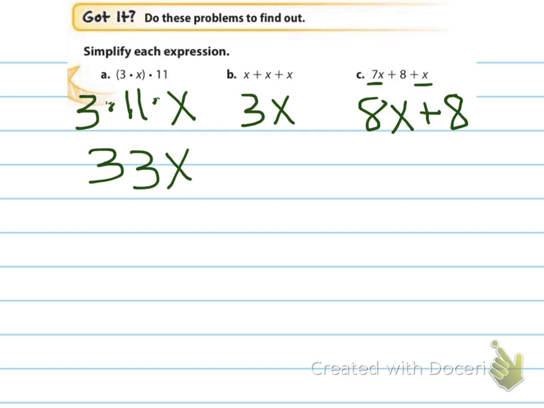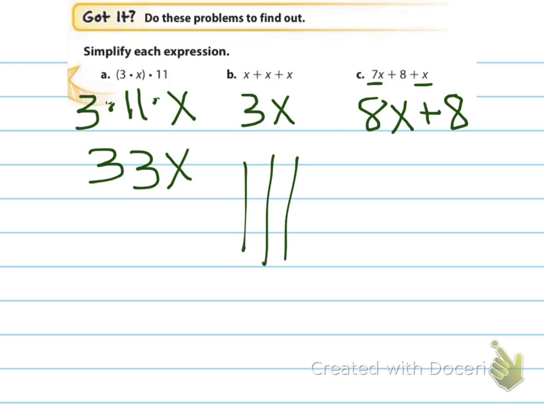All right, and here are your answers. For A, I changed the order and I made it 3 times 11 then times x. And so I can do 3 times 11 is 33. And don't forget to leave the x in there, so it's 33x. For B, I have x plus x plus x. So I know that's 1x plus 1x plus 1x. And if I'm using the sticks, 1, 2, 3, and if I look at it, that's 3 x's.